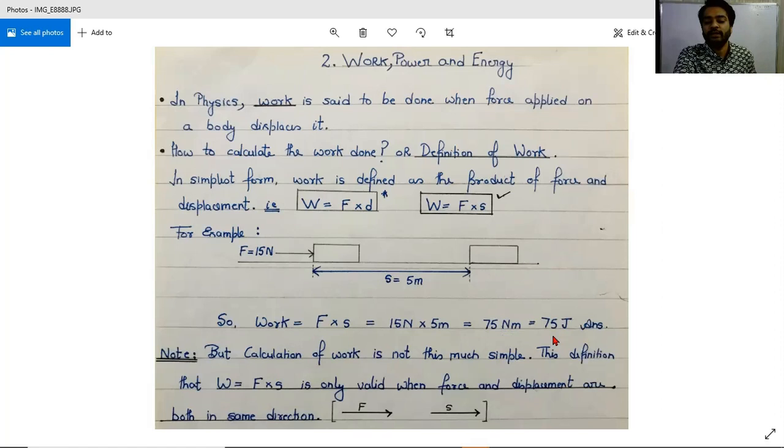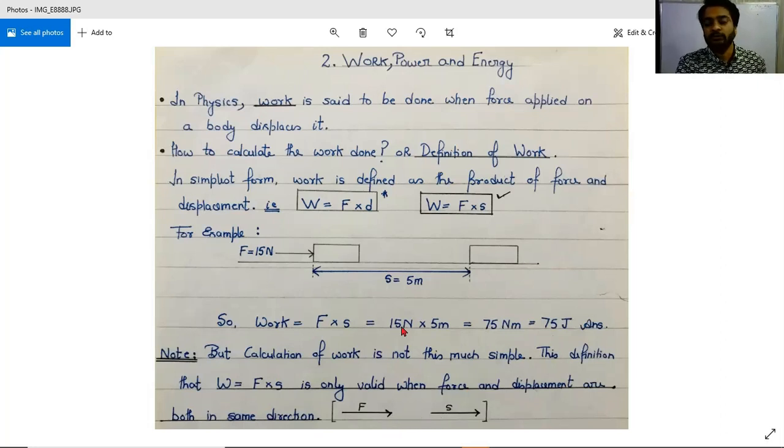But force and displacement, are they scalar? No, they are vector quantities. So force and displacement are vector quantities. Okay, so we have to consider their direction. So in this particular numerical, in this particular example, what are the directions of force and displacement? You can see force and displacement both are in the same direction.